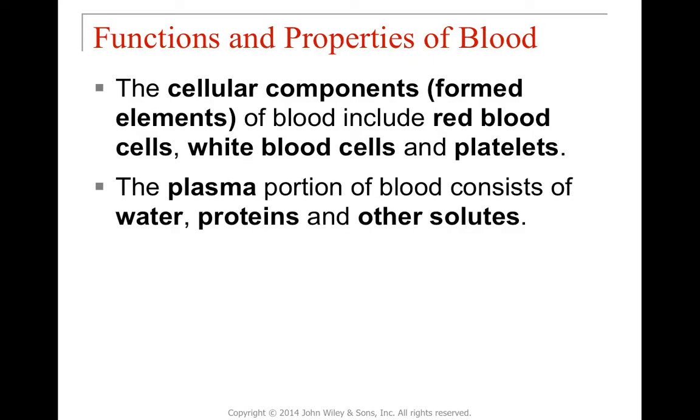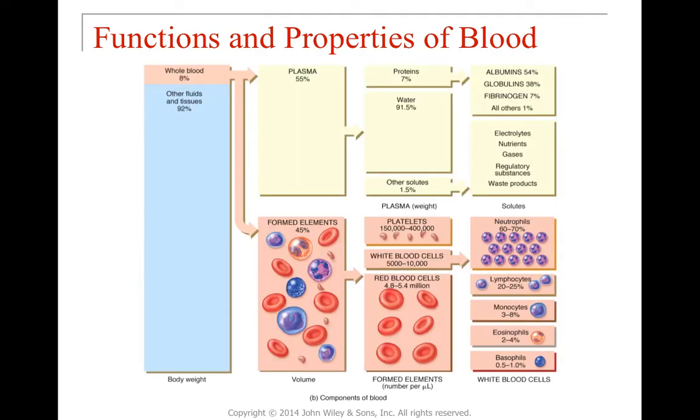So the components in the blood that are cellular or formed elements are going to include red blood cells, which are anucleate, that means they don't have nuclei, white blood cells, which are going to be involved in our immune response, and platelets, which are going to be involved in our clotting response. The plasma portion of the blood consists mainly of water, but also of proteins and many other solutes like ions and electrolytes.